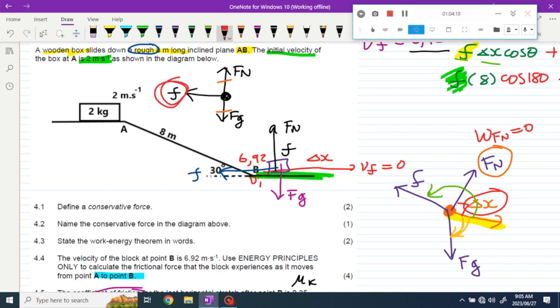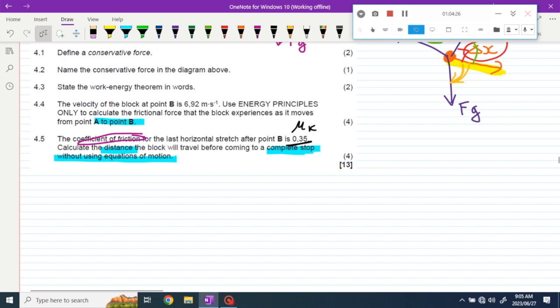Only friction. Friction in this case is equal to the net force. So what am I going to do over here? I'm basically going to say, let's use the work energy theorem because we have initial and final velocity, and let's say the net work is equal to the change in Ek.